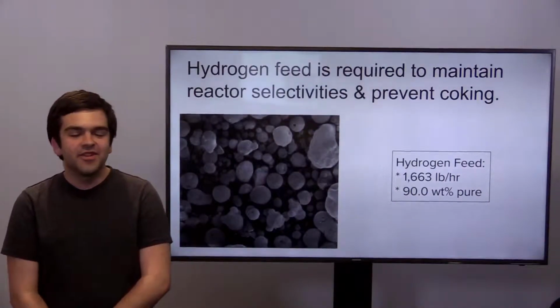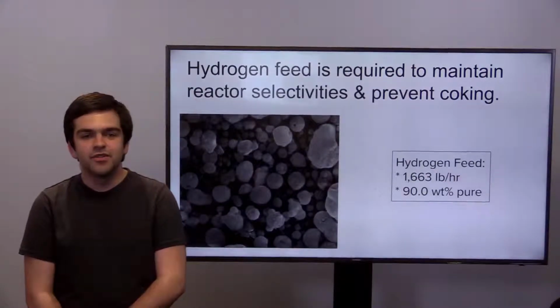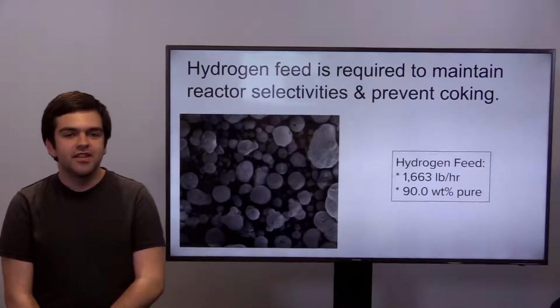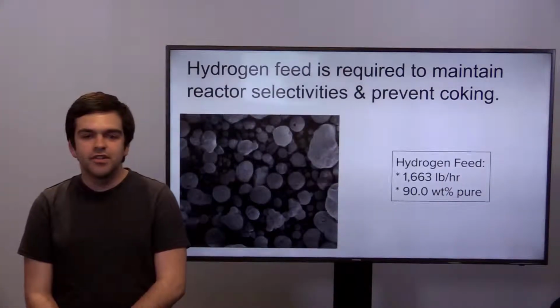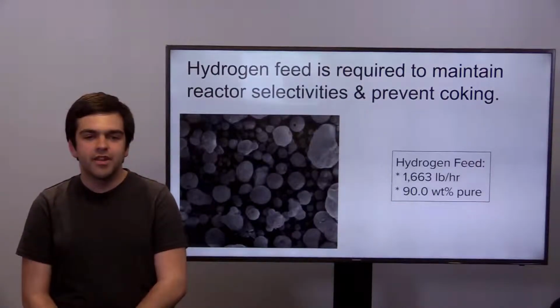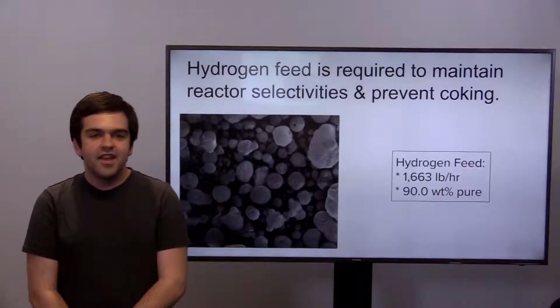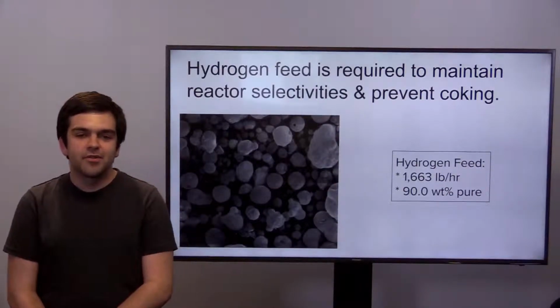One of the other features that's mandated in our plant design is that we must include a hydrogen feed in order to maintain reactor selectivities and prevent coking. In order to do this, we feed 1,700 pounds of hydrogen into the plant, which we will describe later why this number was chosen, and it is at a 90% weight purity.